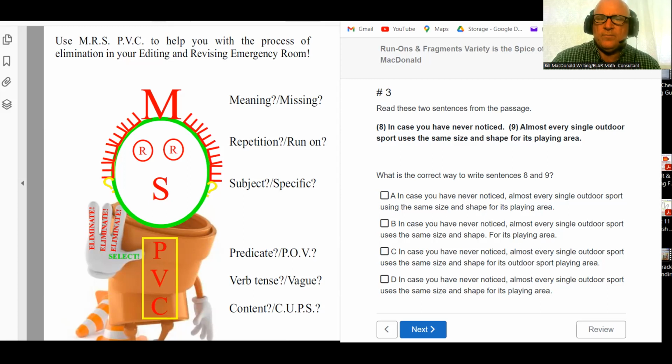So here we go. We will go ahead and read our sentence carefully. And capital, in case you have never noticed, we notice that that is a dependent clause. It's going to be subordinate to the independent clause that comes next. That's the opposite. If you've never noticed, capital, almost every single outdoor sport uses the same size and shape for its playing area.